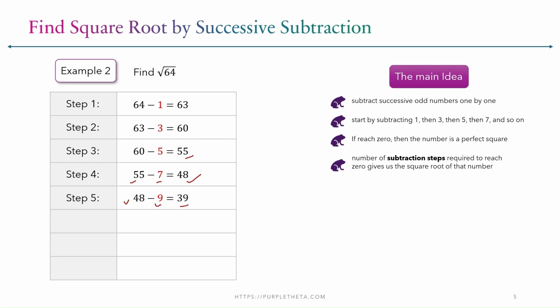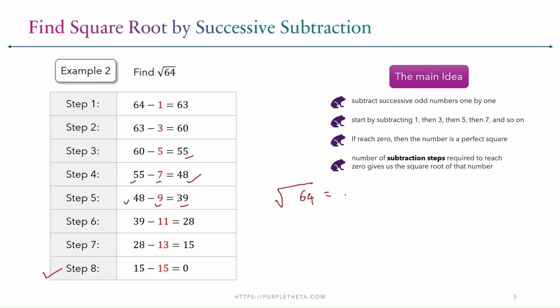That's how we get 39. For the sixth step, I have taken 39 and subtracted 11 from it, and we get 28. For step number 7, we have taken 28 minus 13. And for step number 8, we have taken 15 minus 15, that is 0, right? Again, let us count the steps to reach 0. We reached 0 in the 8th step, right? So the square root of 64 is equal to the number of steps we need to take to reach 0, that is 8, right?